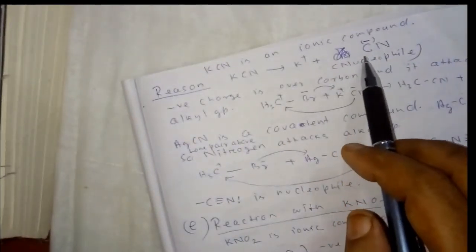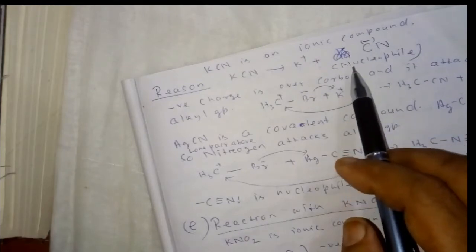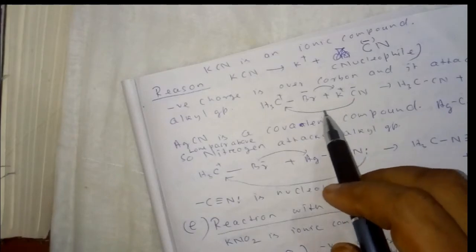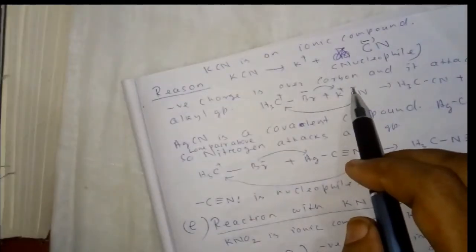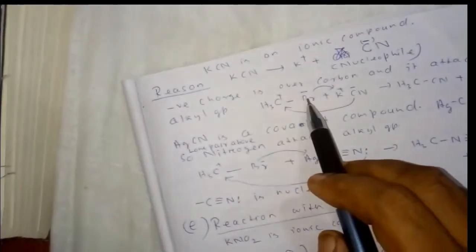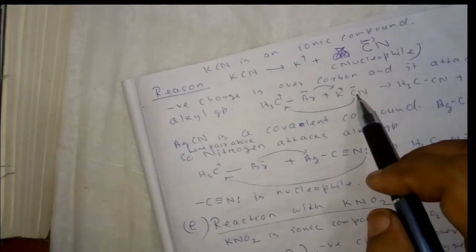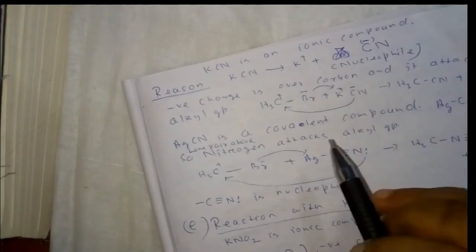That means K+ CN−. Negative charge is over carbon, so it is the nucleophile. So CN− will attack the carbon, and Br− will go to K+ to form KBr, plus CH3CN. Do you understand? This is an ionic compound, and the negative charge is over carbon.